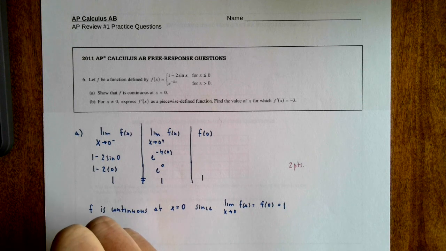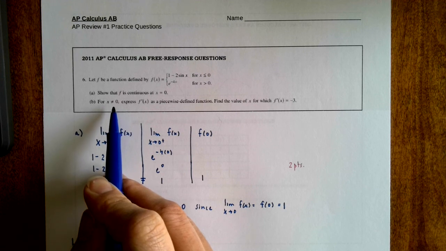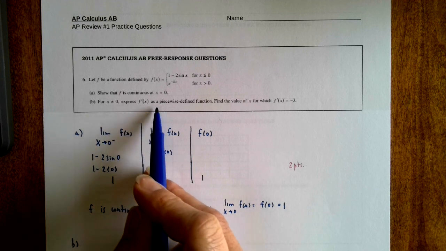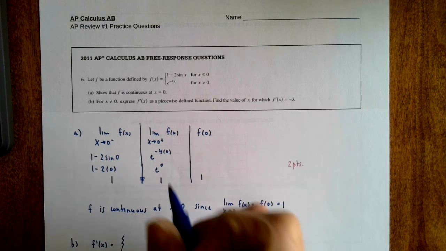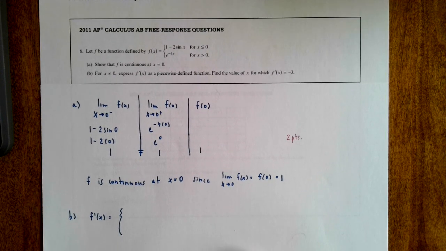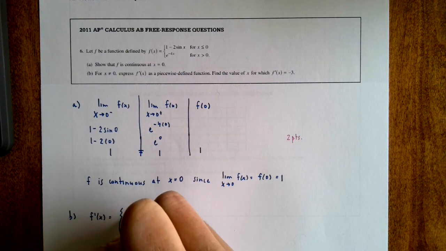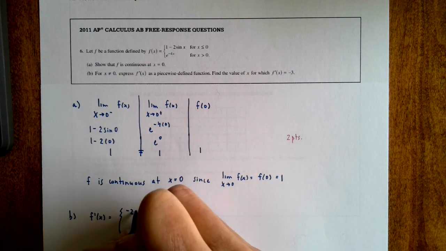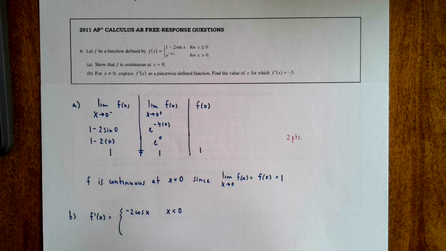All right, so now for part B, it says for x not equal to 0, so we don't have to worry about x being 0, express f prime of x as a piecewise defined function. So that's our first job. So f prime of x, all we're going to do here is literally take the derivative of each piece of the function. So the derivative of 1 minus 2 sine x, derivative of 1 is just 0. I have negative 2 times the derivative of sine, which is just cosine x. So that's for x less than 0.